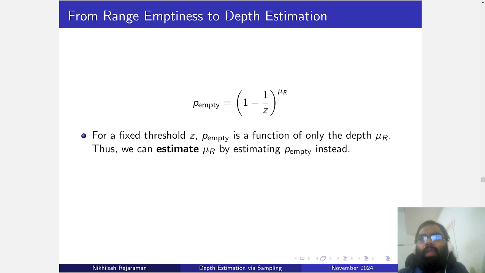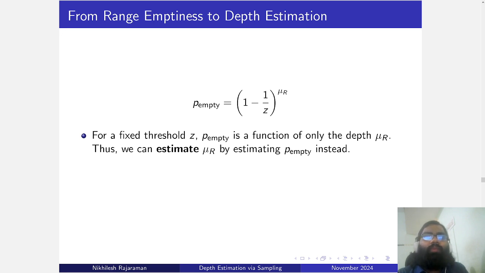You can take logs on both sides and divide by log of 1 minus 1 by z, and then you can solve for mu R. And so you can get an expression for mu R in terms of your emptiness probability. So basically, if we can find the probability that this range is empty, then we can find the depth of the range as well. And this is where these emptiness queries come in handy. If we have an algorithm to check whether the range is empty or not, we can use that algorithm to estimate the probability that the range is empty over a random sample of objects.